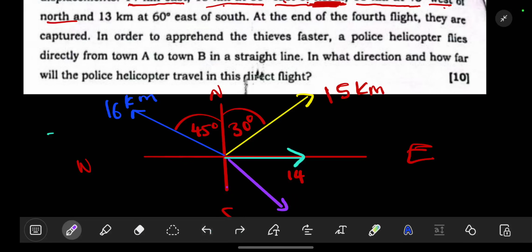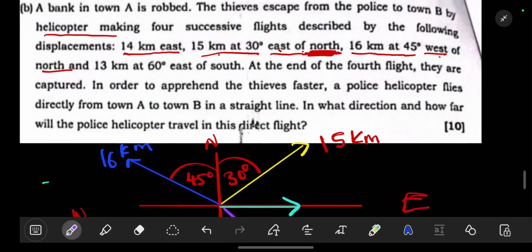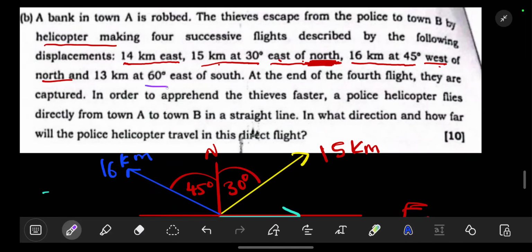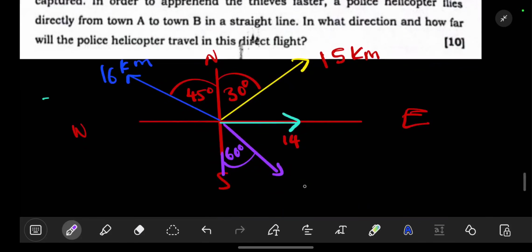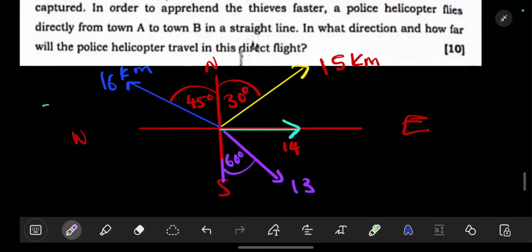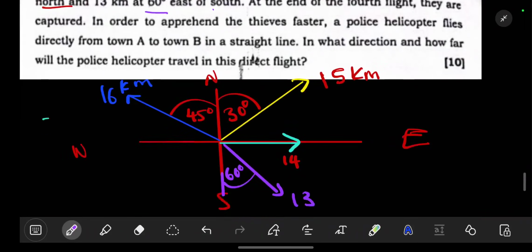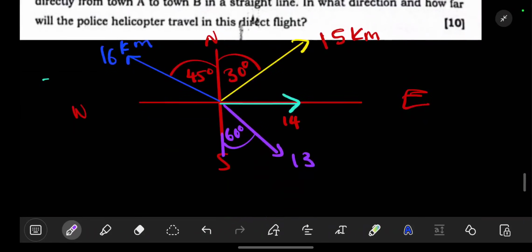Now when we do that, let's identify the angle. 60 degrees east of south means begin from your south, go to your east. So this is your 60 degrees there. So this is equal to 13. After you have done that, you can now find the components in the x or components in the y, depending on what you are conversant with, either using the table or the direct method.